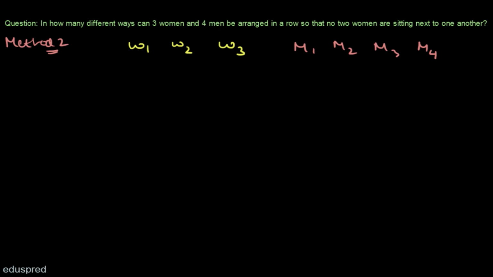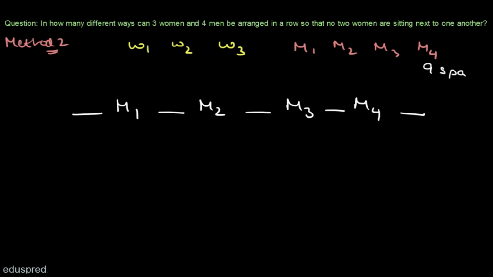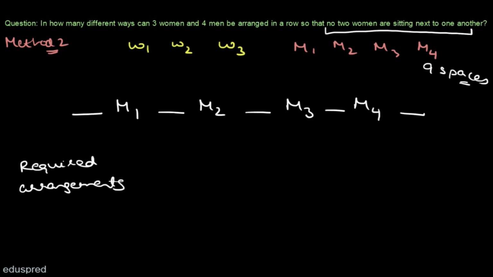So what I'm trying to say is that we can create spaces in this manner. So the first space is blank, then we have M1, then blank, M2, then blank, M3, then blank, M4 and then blank. So in total we have 9 spaces here. And I have put 4 men down in such a way that we leave a space in between them. Now let's find the total number of arrangements such that this condition is satisfied. So I'm writing required number of arrangements, or let's say required ways, is equal to.